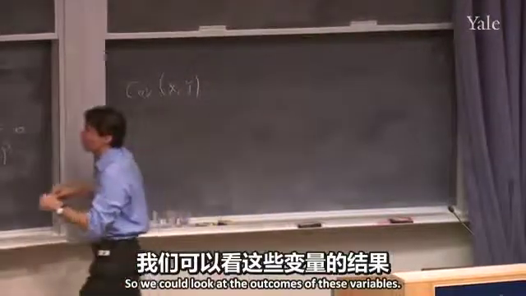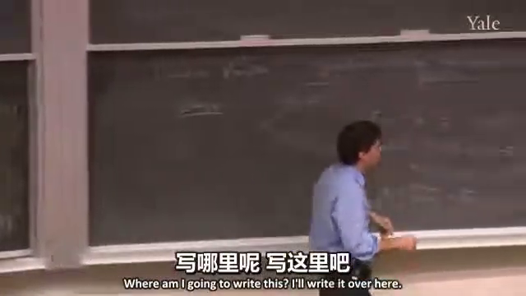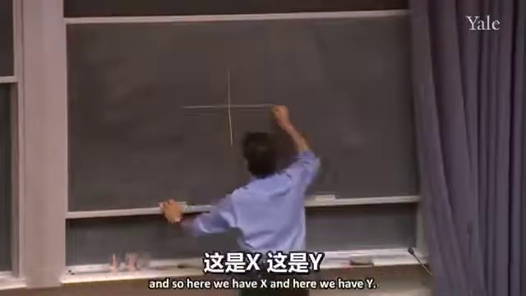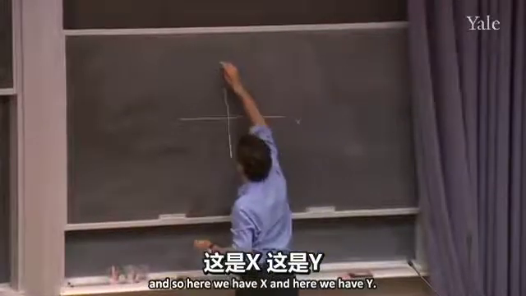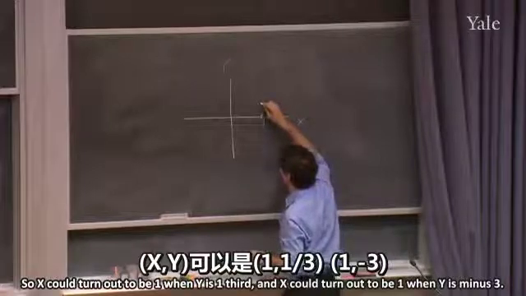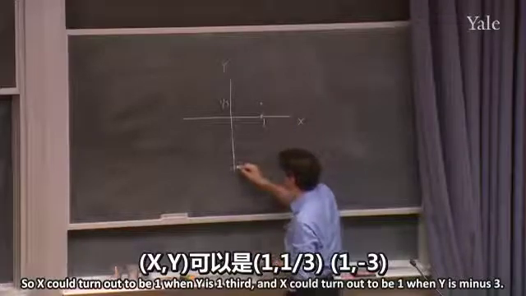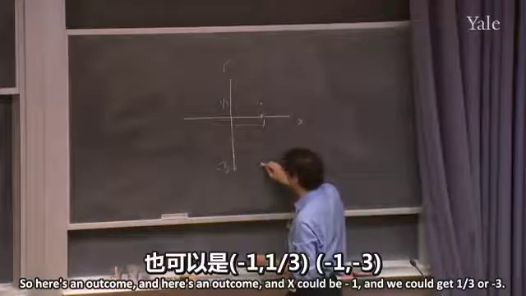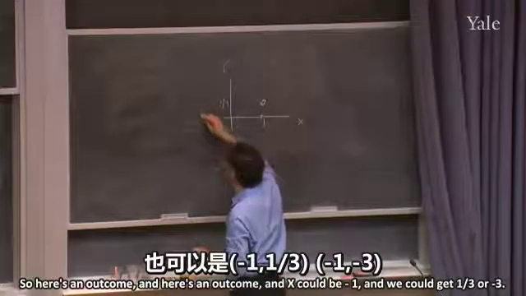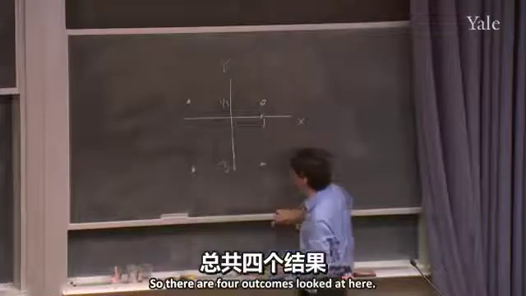So we could look at the outcomes of these variables. Where am I going to write this? I'll write it over here. We could look at the outcome of these variables in a picture like this. Here we have x and here we have y. So x could turn out to be 1 when y is a third, and x could turn out to be 1 when y is minus 3. So here's an outcome and here's an outcome. And x could be minus 1, and we could get a third or minus 3. So there are 4 outcomes which we look at here.